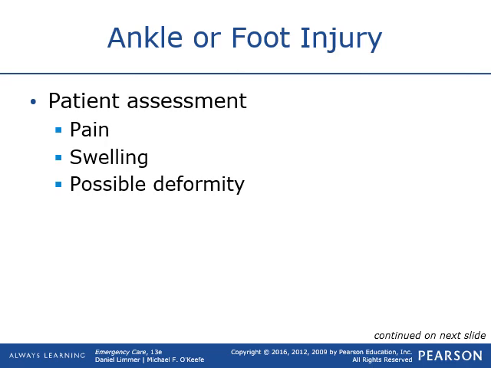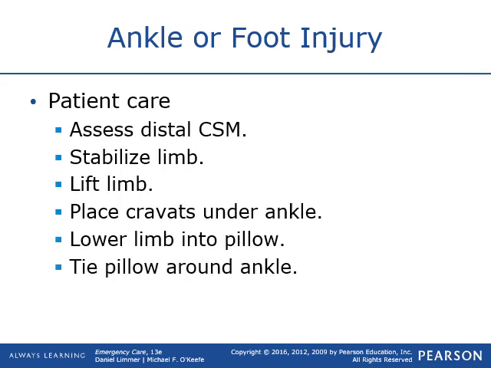Ankle foot injury. Here we go again. Pain, swelling, possible deformity. Patient care. Again, assess PMS, stabilize the limb. Place Kravitz under the ankle, lower limb onto pillow, tie pillow around ankle. You're splinting, you're preventing movement. Then afterwards, you're going to check PMS again.